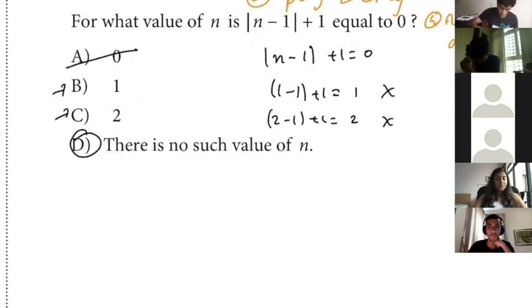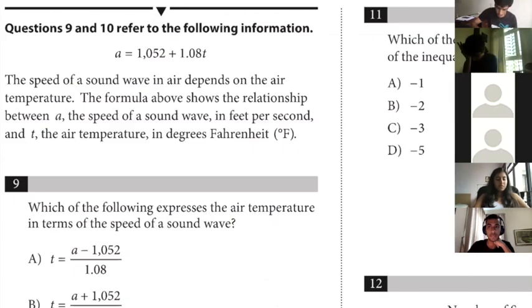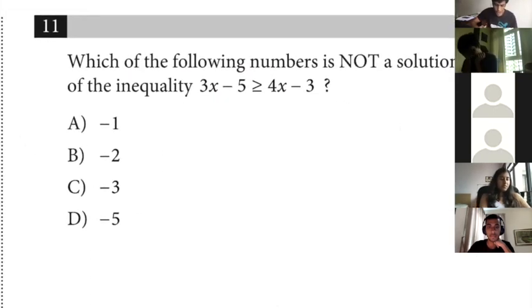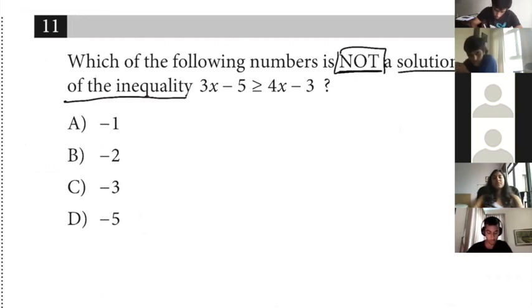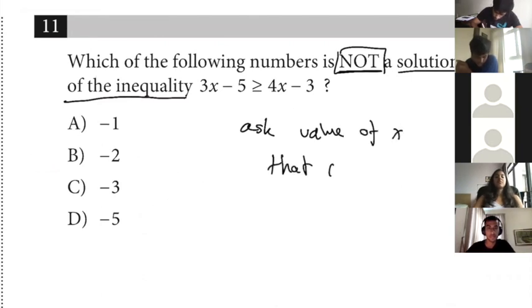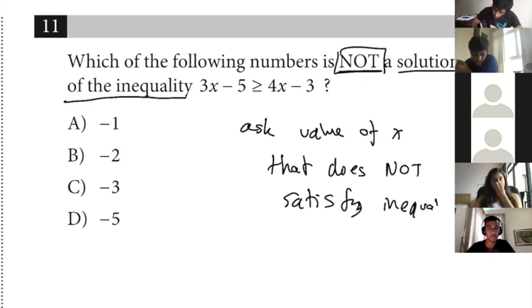Okay, next question is 411. Let's go to 411. I'm going to read this question for you. Which of the following numbers is not a solution of the inequality? So we want a value of x that does not satisfy the inequality.